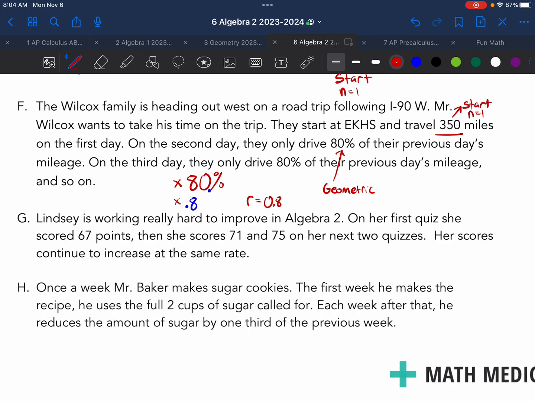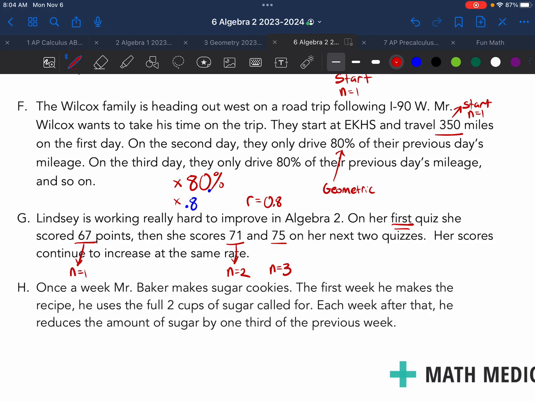Okay, so this sounds like a start amount. So this is when n is equal to 1, because it says first quiz. That means n is equal to 1, right? So when n is equal to 1, she gets 67 points and then scores 71. So that's her second attempt. That's when n is equal to 2. And 75, that's n is equal to 3.